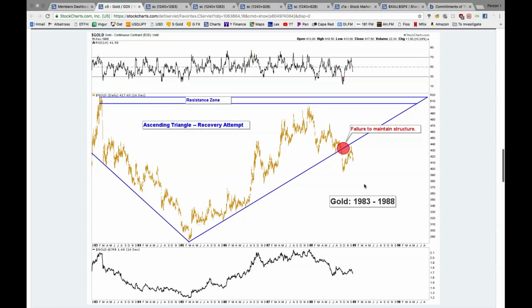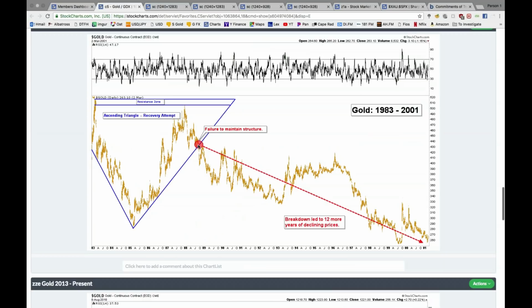Let's zoom this out a couple more years. There's that same pattern. Look, there was the failure of the recovery attempt, then 12 more years of declining prices. And I should say, it's not that the price collapsed from this failure of the recovery, let's call it 440. The gold market made a low around 250. In percentage terms from that 1980 high, a significant portion of the damage was already done by this point, but it's more a question of time. The market actually took almost 15 years to get back to that point after that.